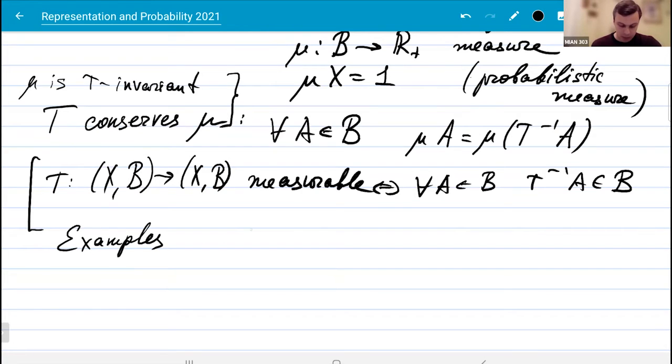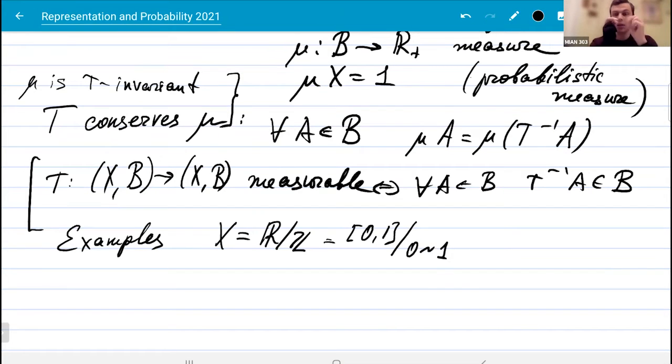Well, the first example is the following. X is a circle, and I would like to think about the circle as the factor space R over Z. So you just take the real numbers and say that two of them are equivalent if the difference is an integer. In other words, you take the segment from 0 to 1 and identify its ends. So you take the interval and get a circle.